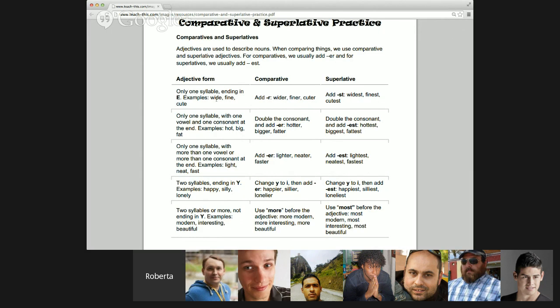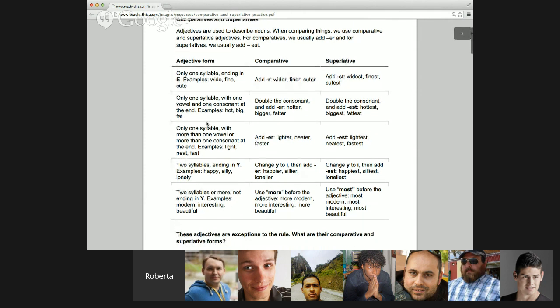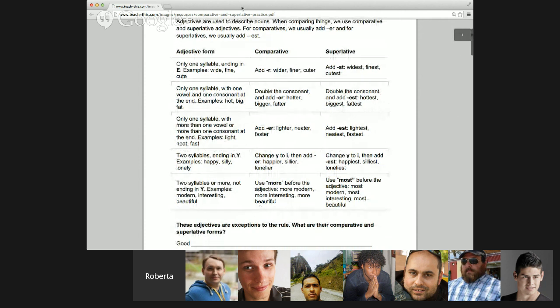Okay, good. So as you can see, if the adjective form are things like wide, fine, and cute, you would add er if you are comparing two things. If you are comparing more than two things, you would add est to make it widest, finest, and cutest, okay? Under this one, I want to hear from Alejandro.